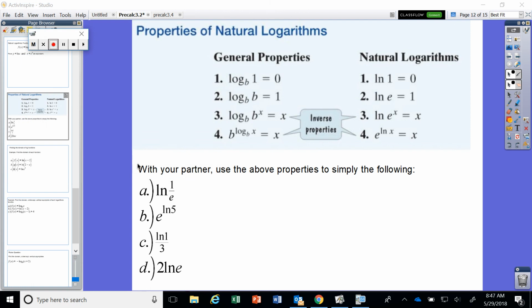Alright, ladies and gentlemen, in this video we are going to identify some properties of natural logs, learn to simplify and evaluate some logarithms. But we're also going to be using some of these properties and characteristics to identify some key features of the graphs as well. So let's first and foremost dive on into some of these properties.